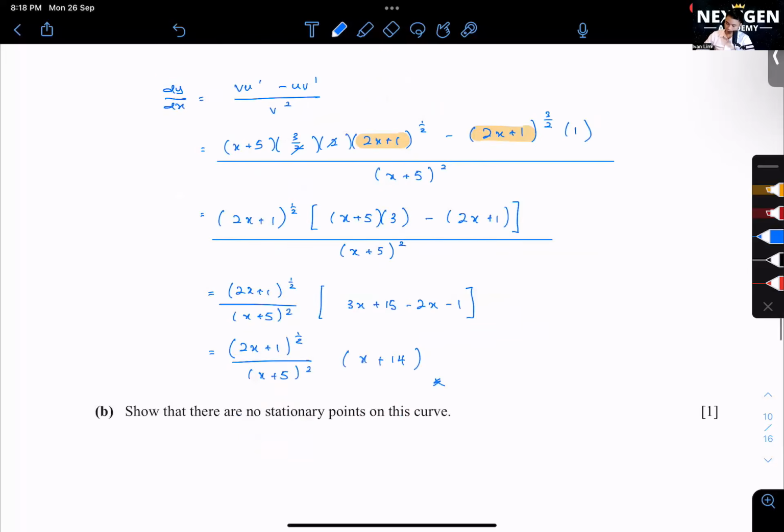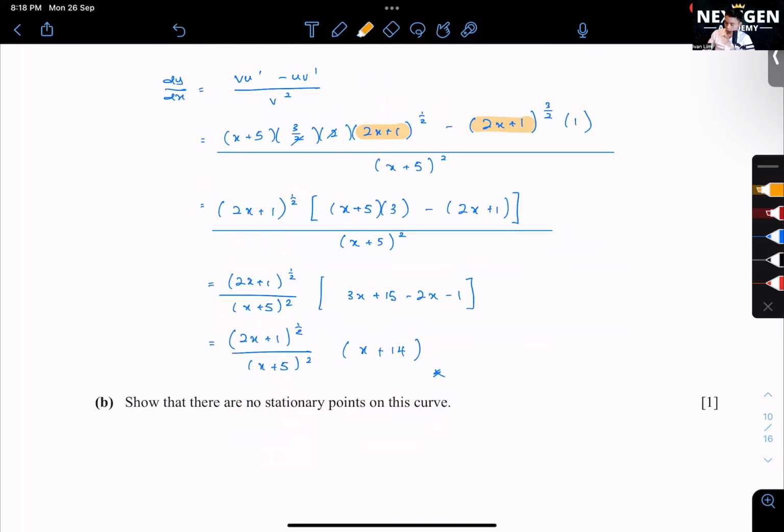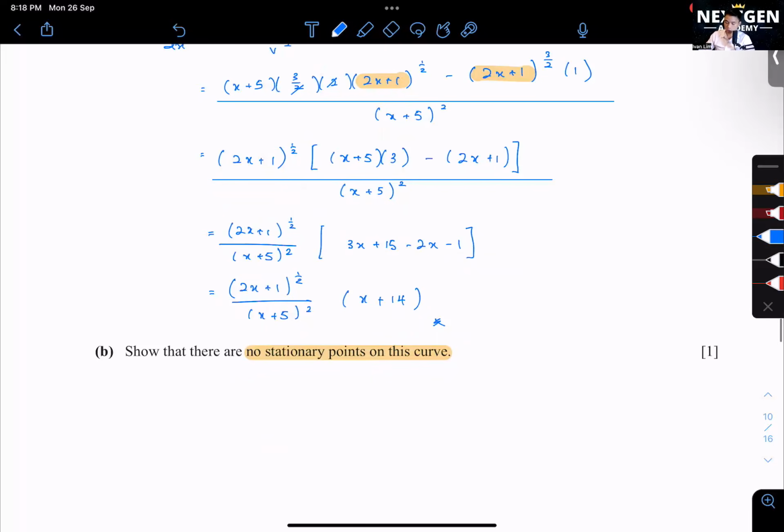Okay, next one. Show that there are no stationary points on this curve. Okay, so what are stationary points? What do you all remember? What do you understand by stationary points? dy over dx equals 0, right? So we want to see when we calculate dy over dx, right?